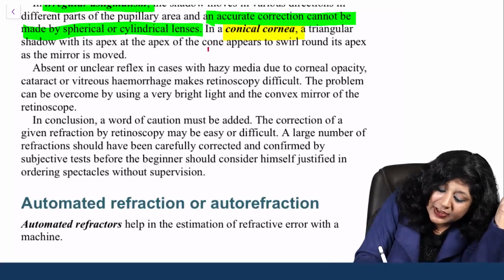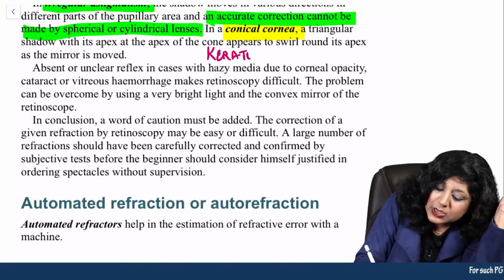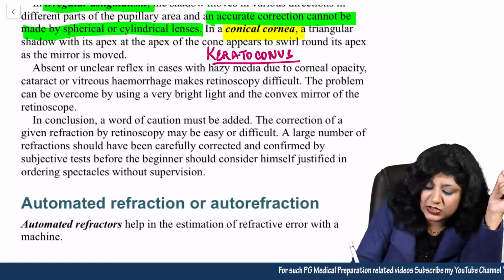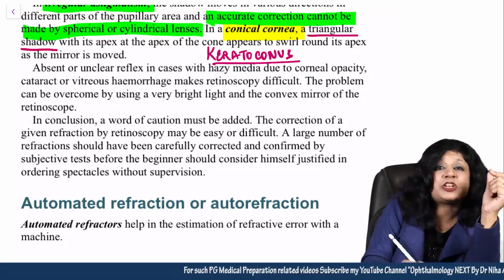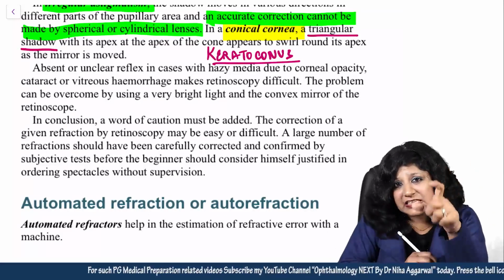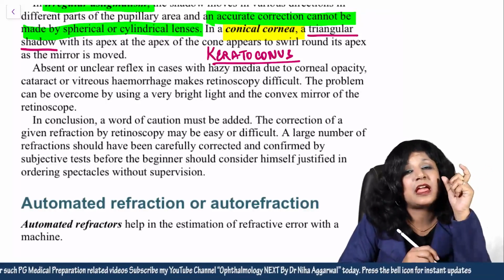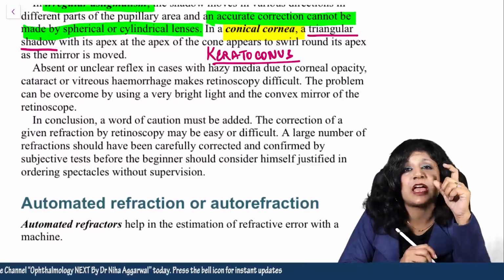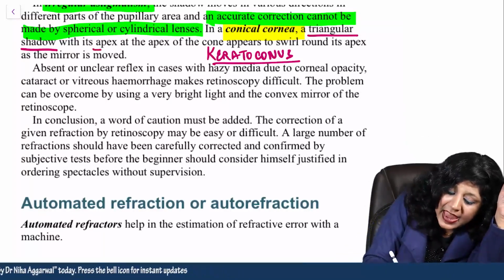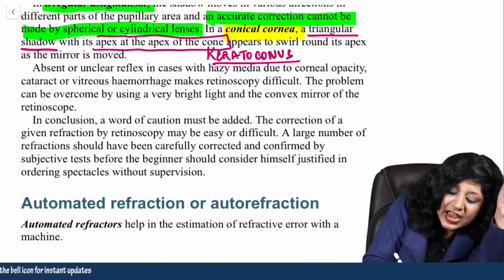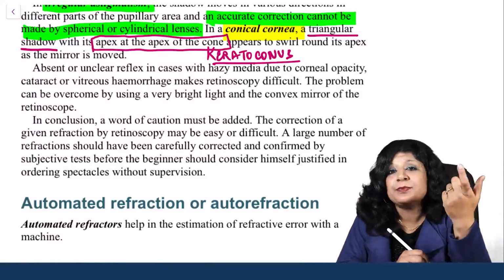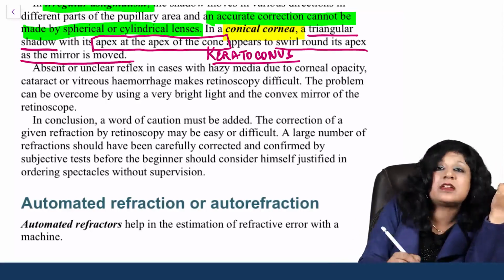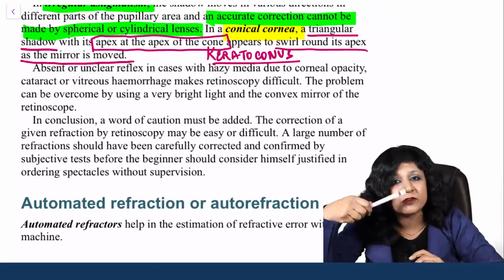Now we take a specific type of irregular astigmatism, the conical cornea, by which they mean keratoconus. In keratoconus, where we again have irregular astigmatism, you get a typical kind of shadow: a triangular shadow. You get a triangular shadow in the conical cornea. It is easy to remember: in the conical cornea, there is keratoconus, and the shadow is also triangular. In this triangular shadow, the apex lies towards the apex of the cone itself, and therefore it appears to swirl around its apex as the mirror is moved. When they say mirror, they mean they are doing it with the plane mirror.